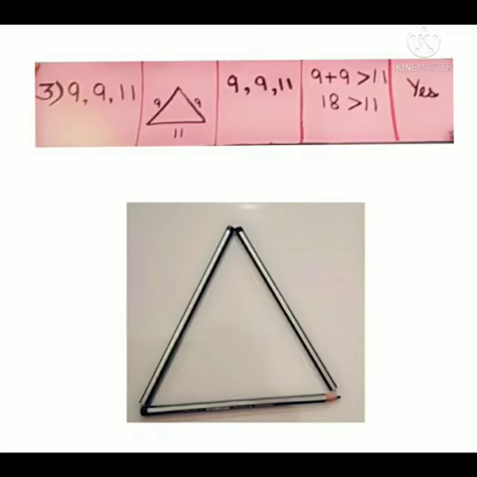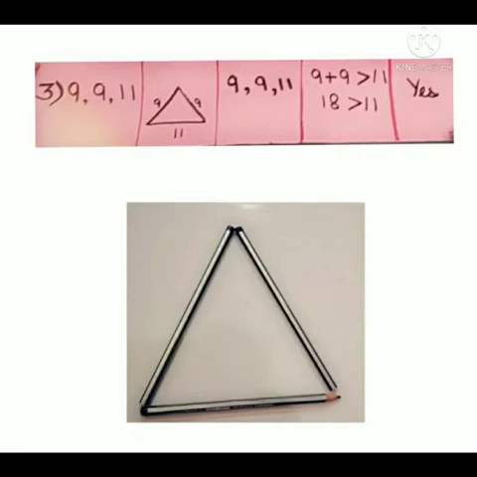And what does it look like? It looks like a proper triangle because the two sides are the same. And then the increasing order is 9, then 9, and then 11 as usual. The inequality theorem is 9 plus 9 is equal to 18, and 18 is greater than 11. That's why we can form a triangle with those three lengths.